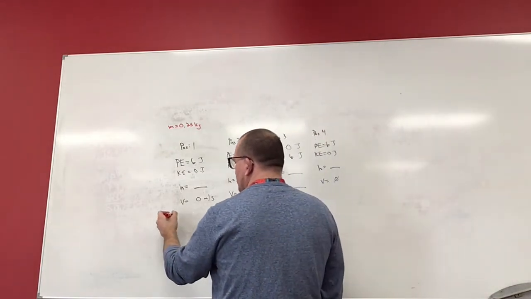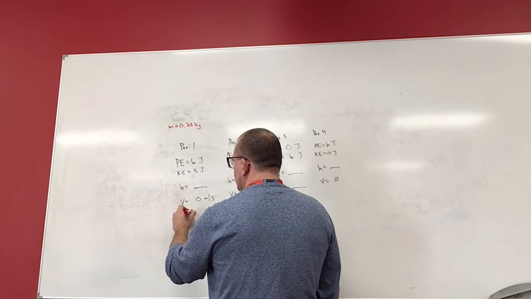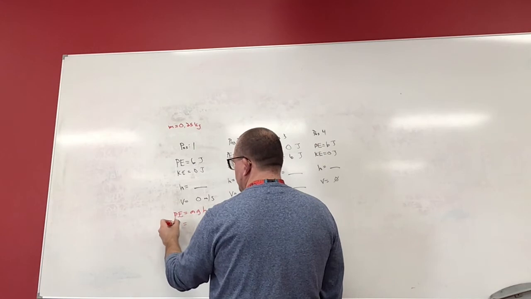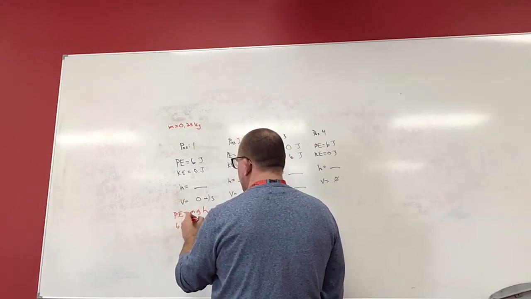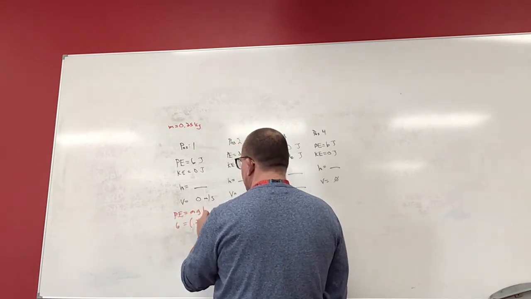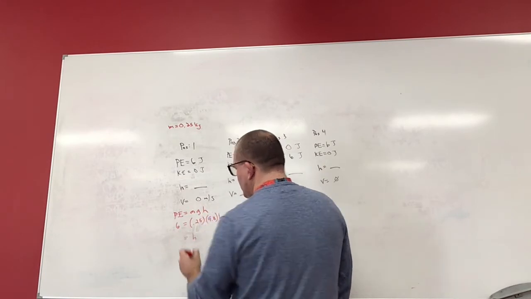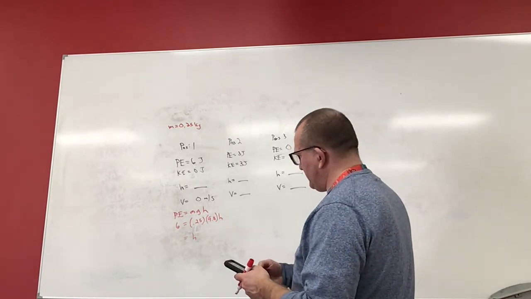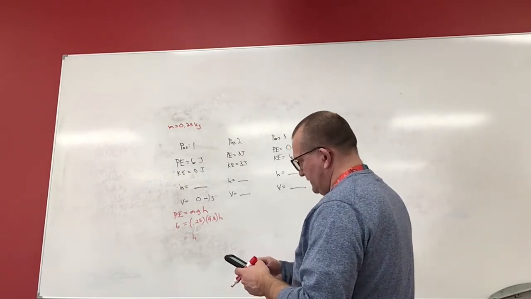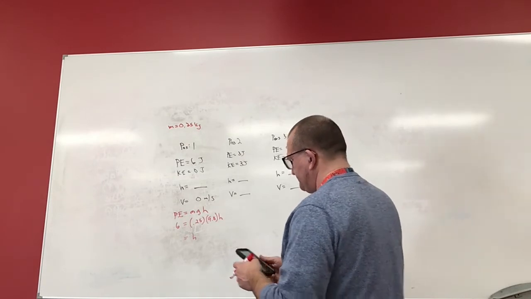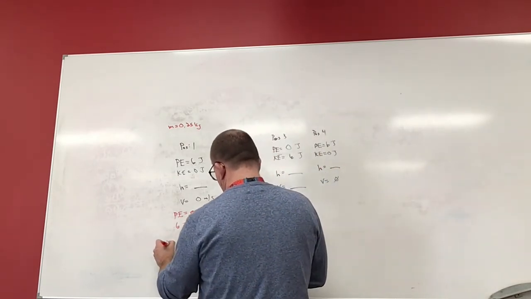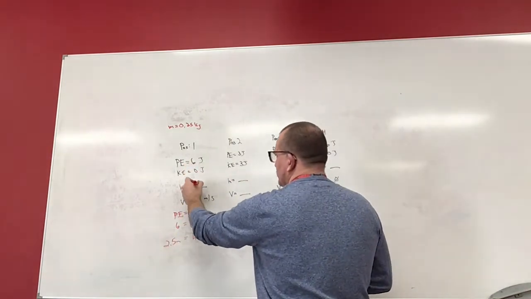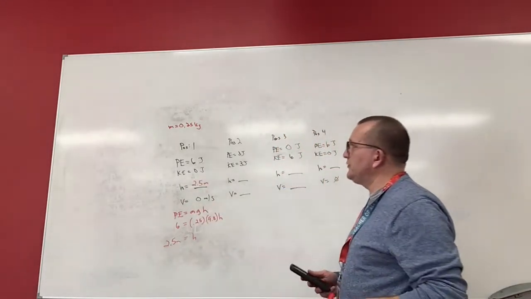So potential energy is equal to mgh. Potential energy 6, my mass is 0.25, g is 9.8, solve for h. So h is 6 divided by 0.25 divided by 9.8. So h is 2.5 meters. So this is going to be 2.5 meters up at its very top.